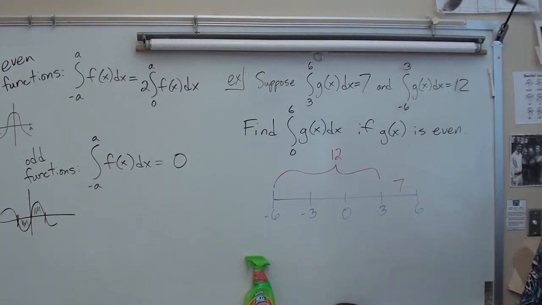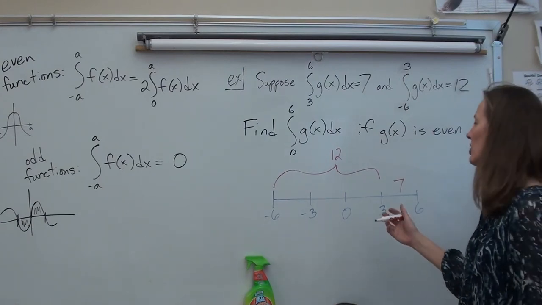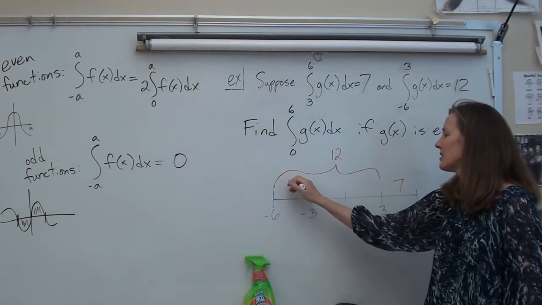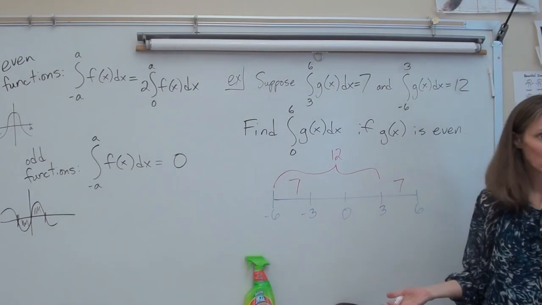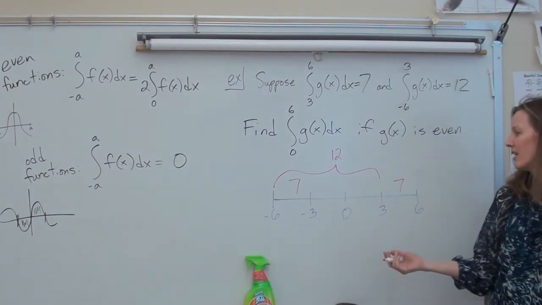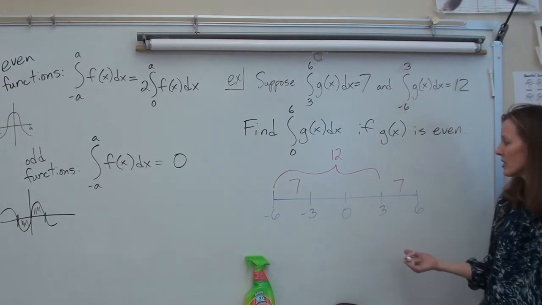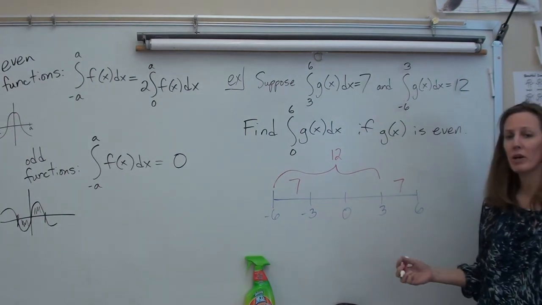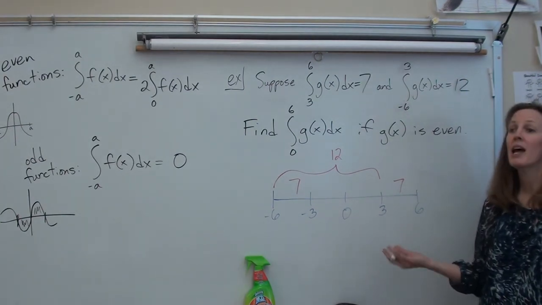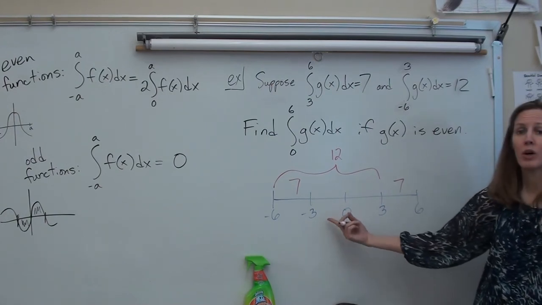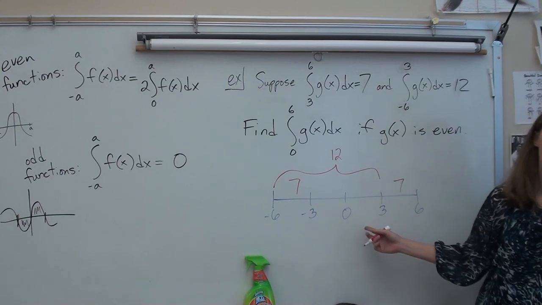Well, we figured out that the integral from negative 6 to negative 3 has to be 7. Very good. Okay, so our first clue towards solving is that the integral from negative 6 to negative 3 has to be 7 because it's an even function. And then from negative 3 to 6 is also 12. What about from negative 3 to 3 then? What is the integral from negative 3 to 3 have to be?